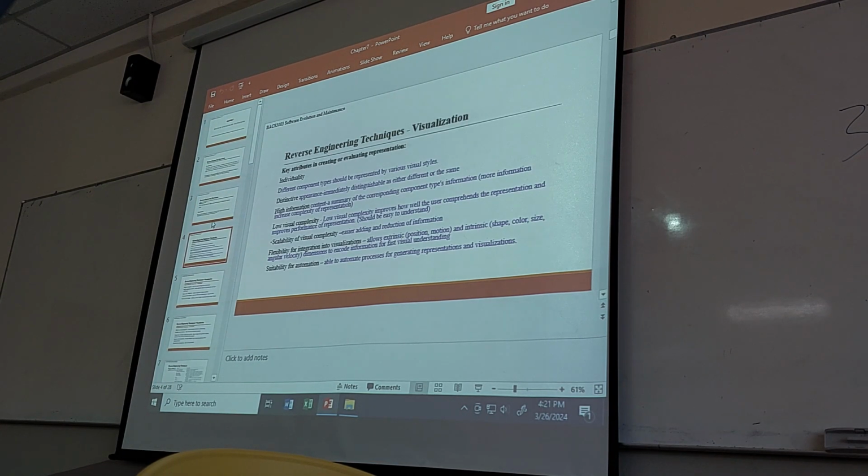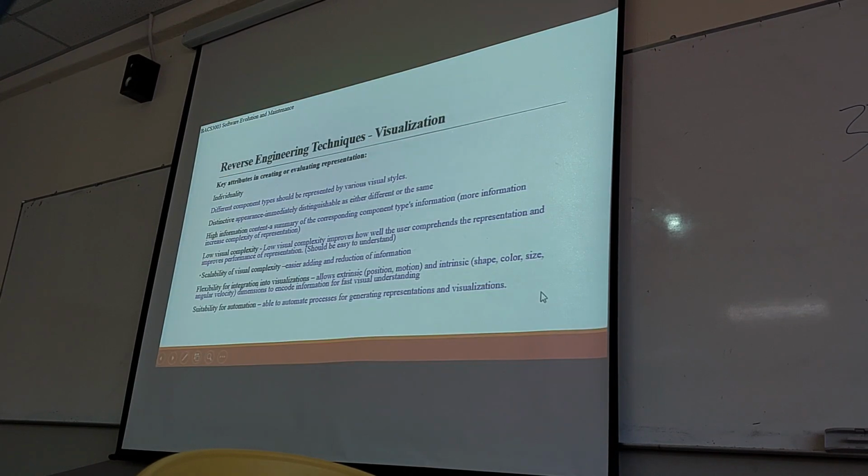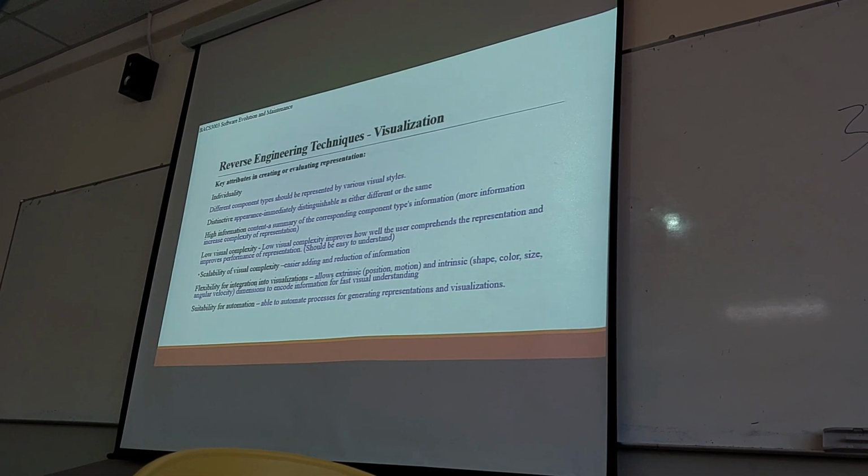Now, when we want to evaluate or create the representation, these are the key attributes that we need to focus on. I guess the words are really too small. First one, individuality. Different component types should be presented by various visual styles. It is better to use a different style to represent each different component. Distinctive appearance: immediately distinguishable as either different or the same.